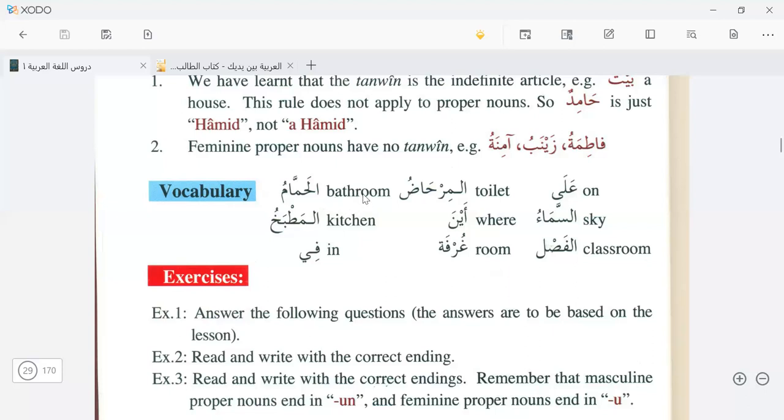Al-hamamu, bathroom. Al-matbahu, kitchen. Al-matbahu, kitchen, okay. Al-matbahu, kitchen. Fi, in.